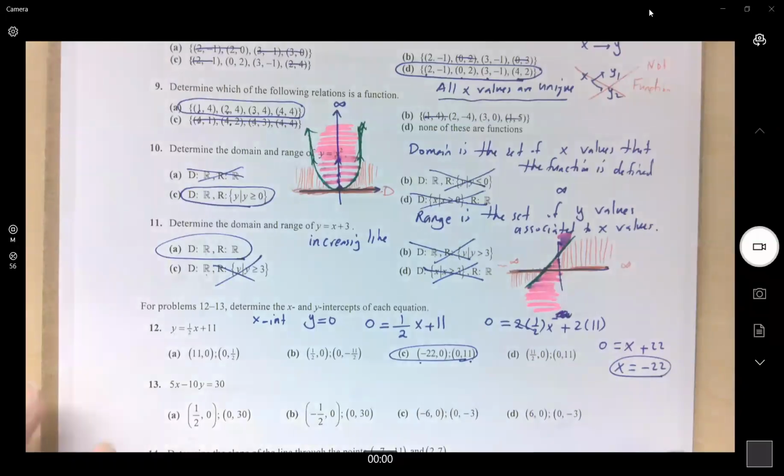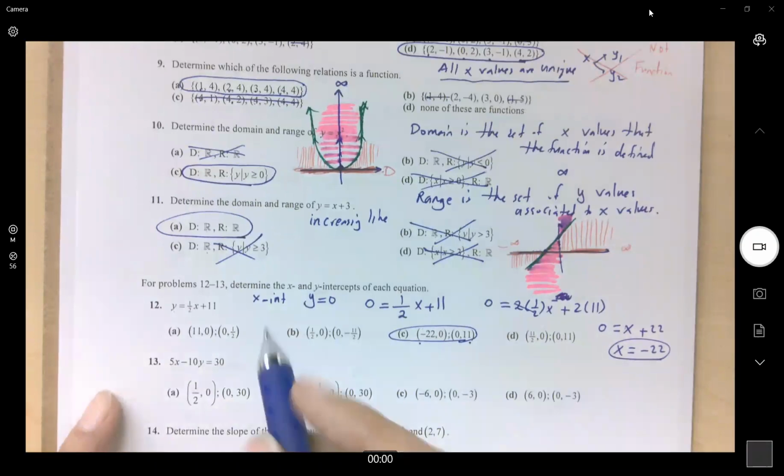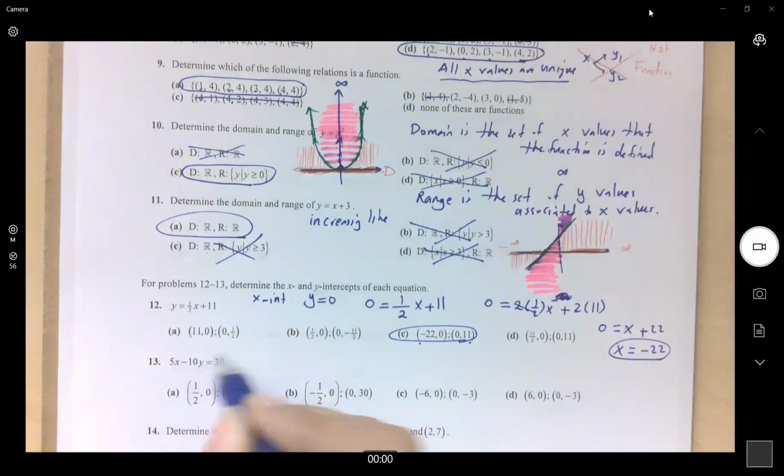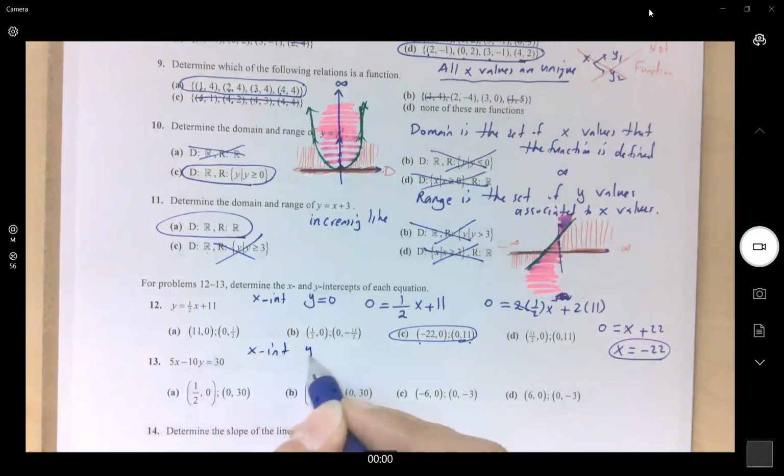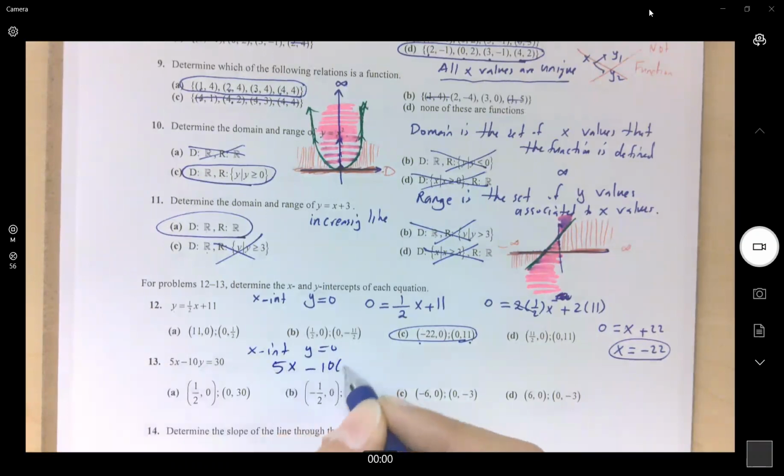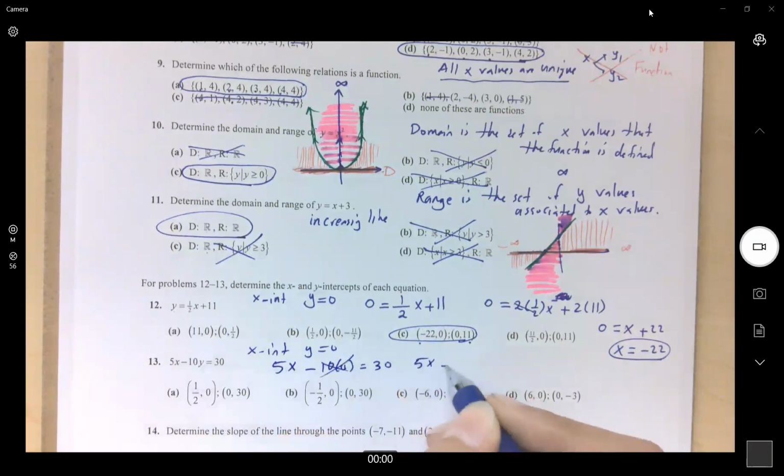Next one. Well, to find x-intercept, set y equal to 0. When y is 0, you get 5x minus 10 times 0 equals 30. This is 0. So 5x is 30. 5 is multiplied by x. The opposite operation is division. Divide both sides by 5, and x becomes 6. So this is my x-intercept, 6 and 0.